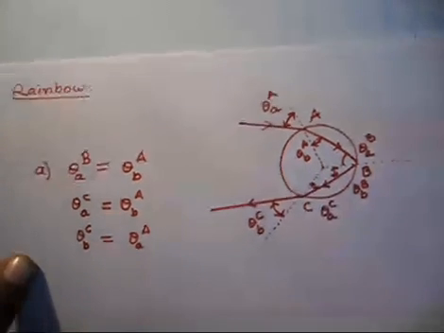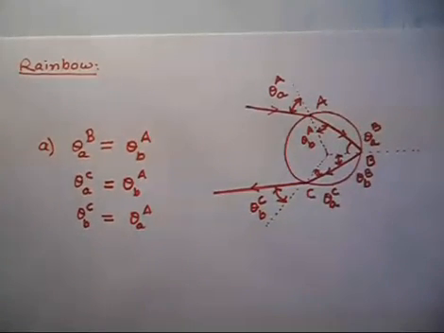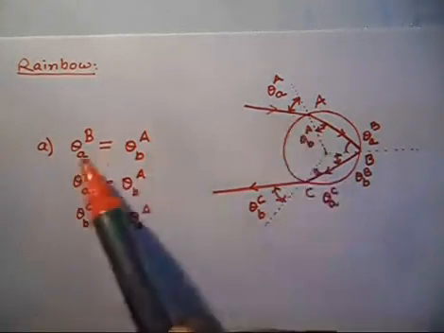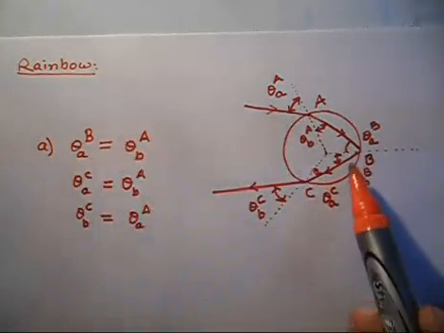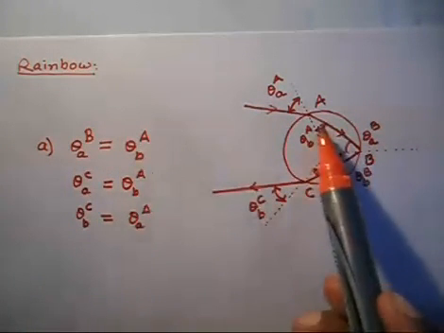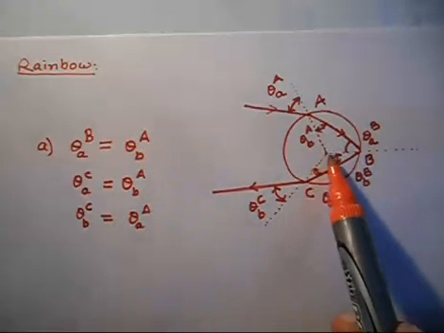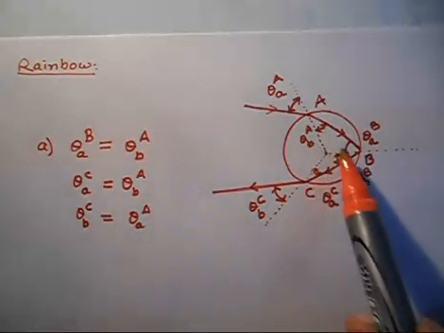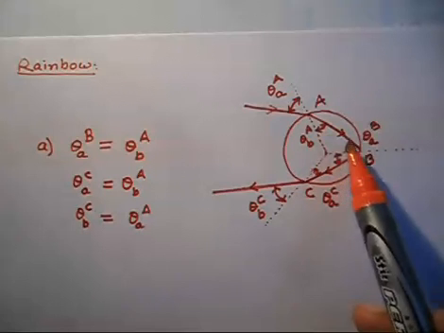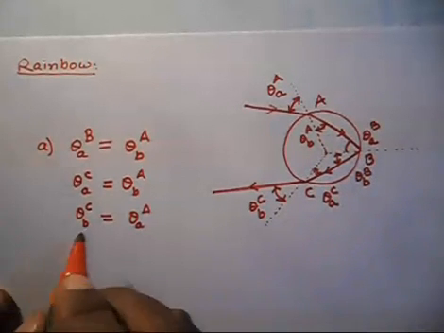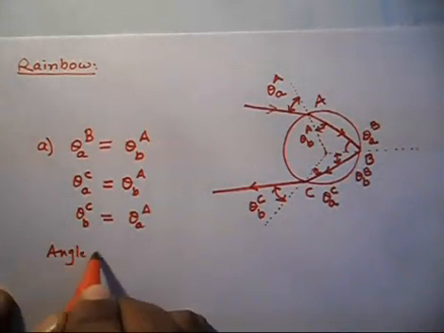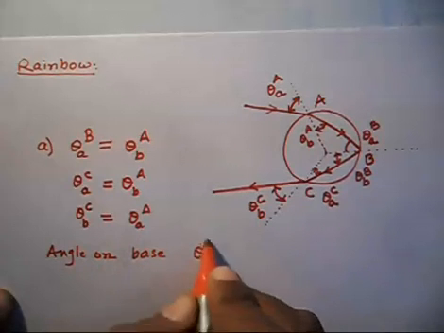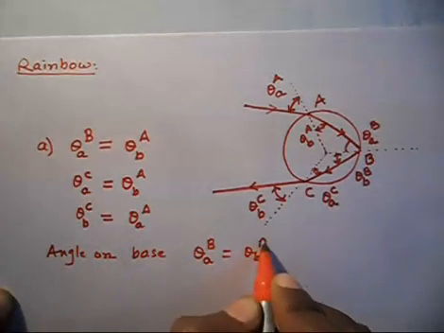Now things are easy. If we proceed further, theta A at B is the same as theta B at A. This is obvious because this is a radius and this is also a radius. So in this triangle, these are the equal sides, so the angles on the base should be equal, and that is the case: theta A is equal to theta B. So this is the obvious first part.